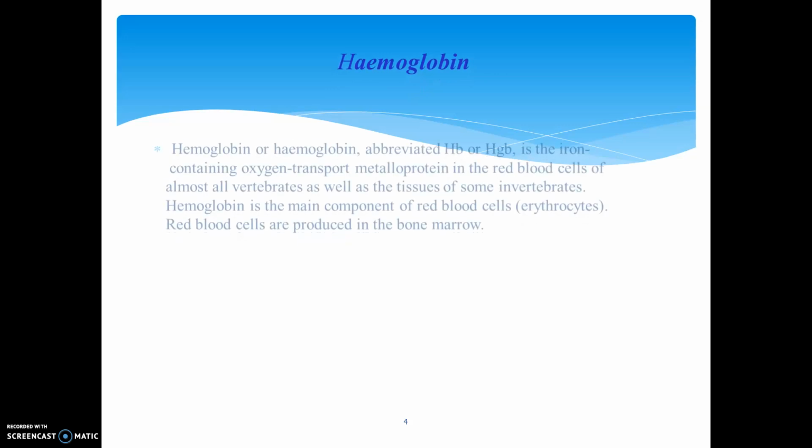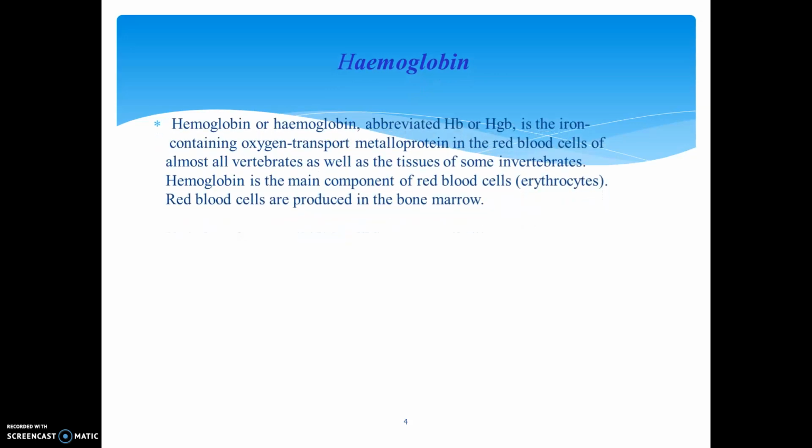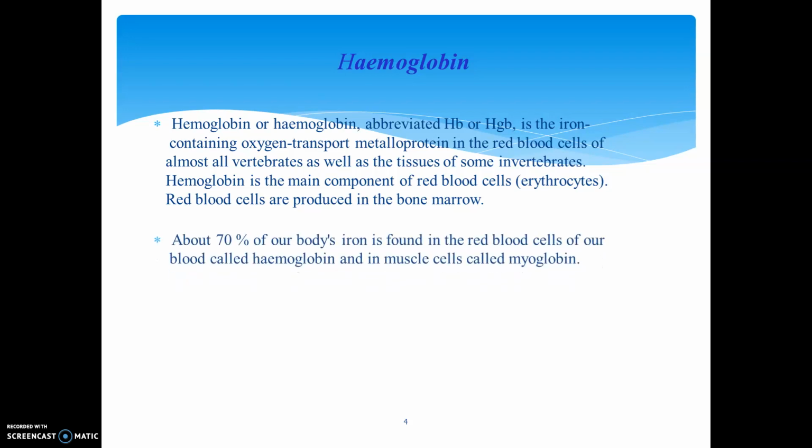Hemoglobin, one of the animal pigments, abbreviated as Hb or Hgb, is the iron-containing oxygen transport metalloprotein in the red blood cells of all vertebrates as well as the tissues of some invertebrates. Hemoglobin is the main component of red blood cells. Red blood cells are produced in the bone marrow.